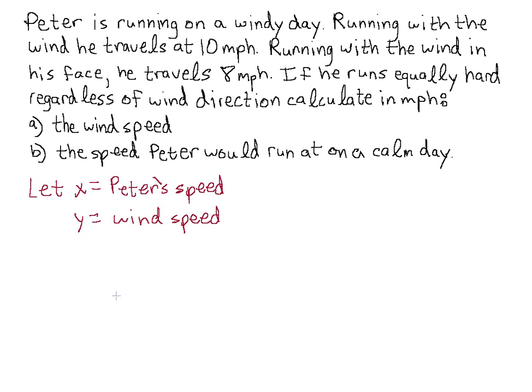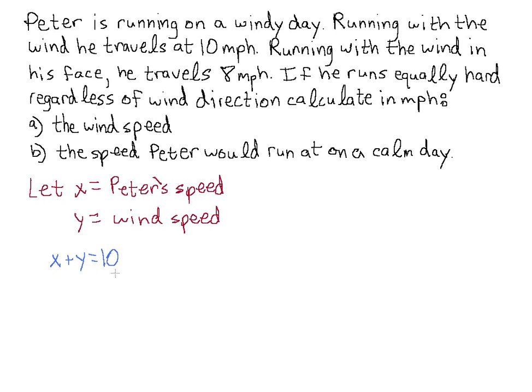So when running with the wind at his back, Peter's speed is going to be boosted to a total speed. So his total speed is going to be x plus y equals 10. We know that Peter's running speed combined with the speed of the wind, which is x plus y, is going to be 10 miles an hour. That's when he's running with the wind at his back. All right, so that's our first equation.